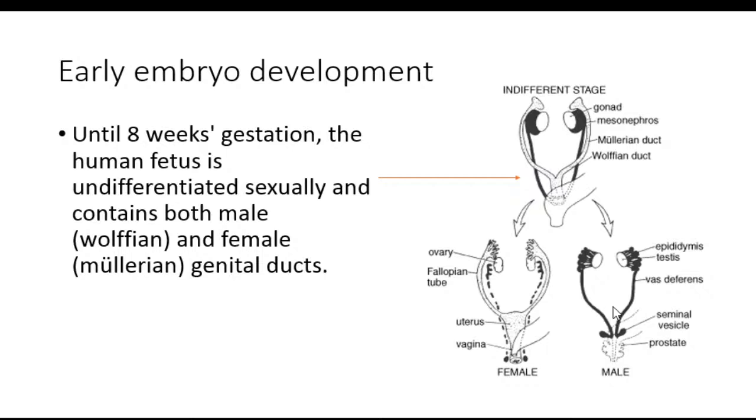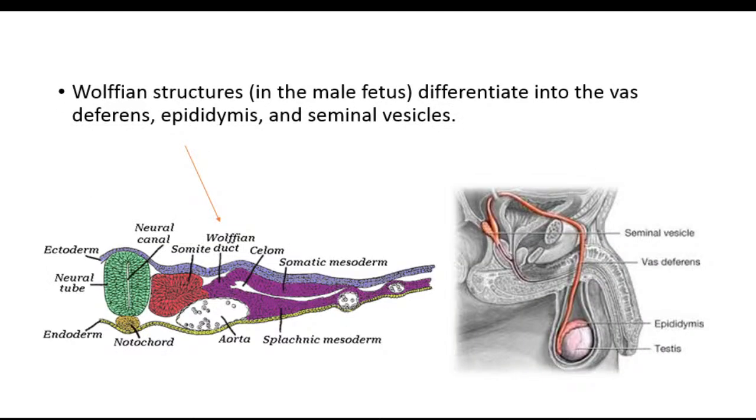In the male fetuses, the Wolffian tract is differentiated, and the Mullerian genital tract is degenerated. I hope that you hear me well. I'm not sure, but I see that many of you are present now.